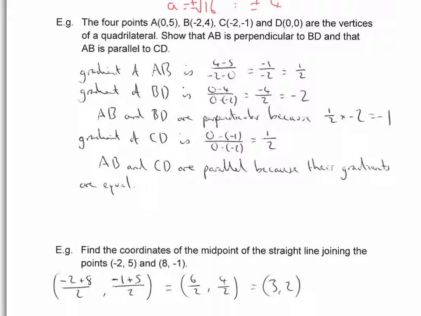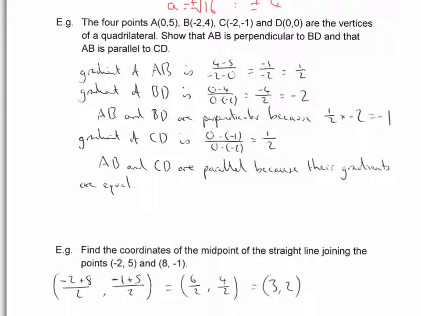So the gradient of AB, well, I'm working out here, and I found out the difference in the y's over the difference of the x's. I've been consistent. I've done B take away A on the top, and I've done B take away A on the bottom, and I've got the gradient of AB as a half. I go to work out the gradient of BD, and I've been consistent here as well. I've done the y-coordinate of D, take away the y-coordinate of B. I've done the x-coordinate of D, take away the x-coordinate of B. Be very careful that the formula requires you to do a takeaway. The fact there's a minus already there means that they have an interplay that gives you +2.